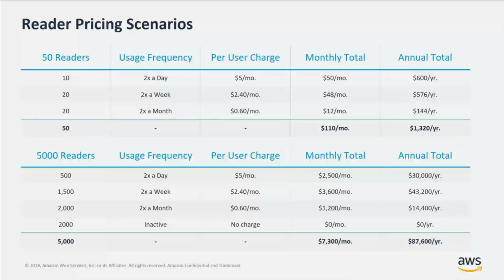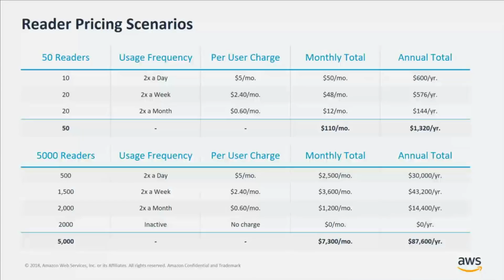So just to highlight how this breaks down, we have some pricing scenarios. If you look at the top, let's say it's a smaller organization of maybe 60 people, and say 50 of those users are readers. Let's say we have 10 users that use the solution twice a day, 20 users that use it twice a week, and 20 users that use it twice a month. You can see the different user charges that you're actually paying for those different user groups per month.